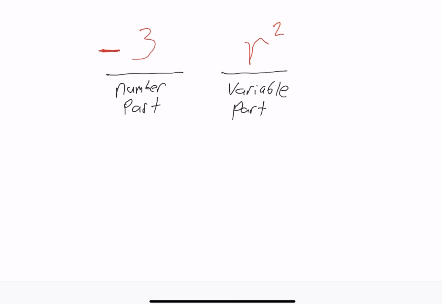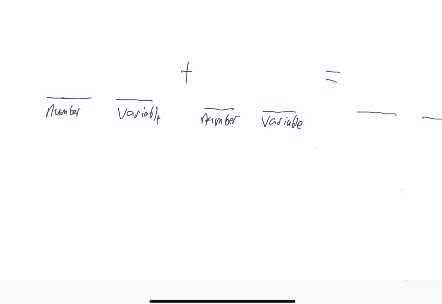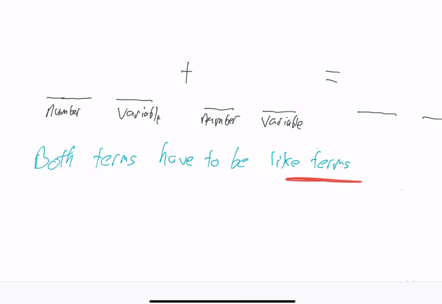So let's look at what we need to look at if we're adding or subtracting. If we are adding or subtracting, there are certain rules we have to follow. Both terms have to be like terms, okay? In order to know whether something is a like term or not, we look at the variable. The variable has to be the same letter and the same exponent, okay? So, for example, if we are going to add 2x plus 5x, okay? These are like terms because the variable x to the first power and x to the first power are both the same.